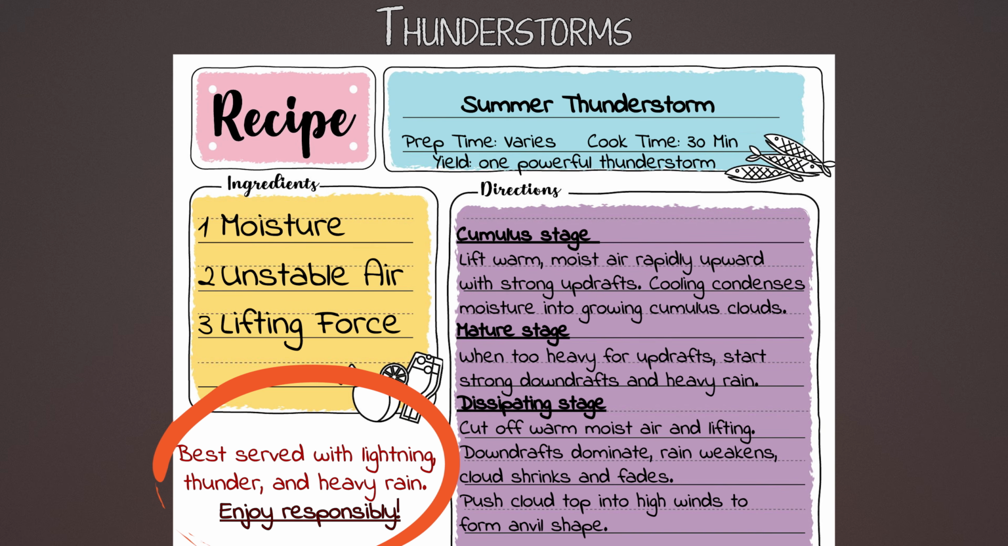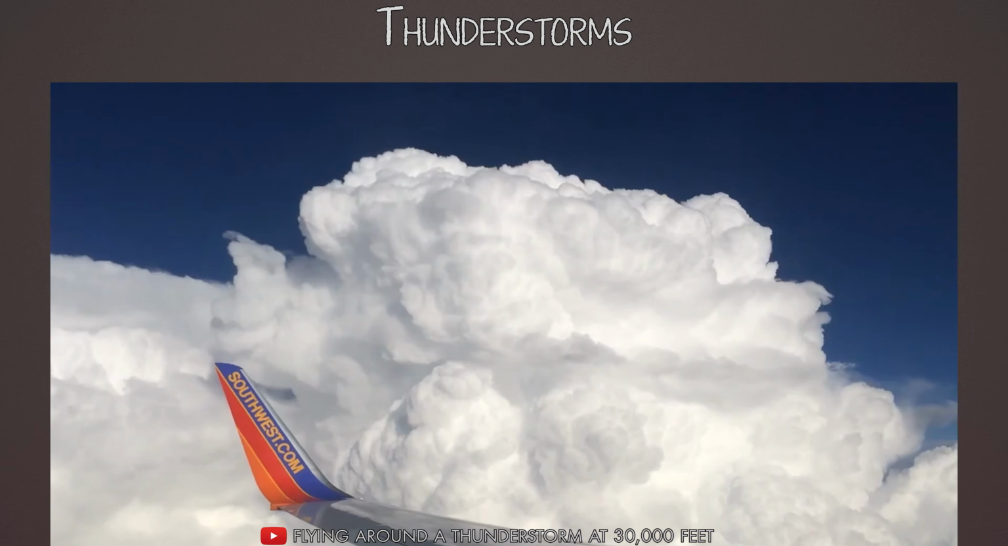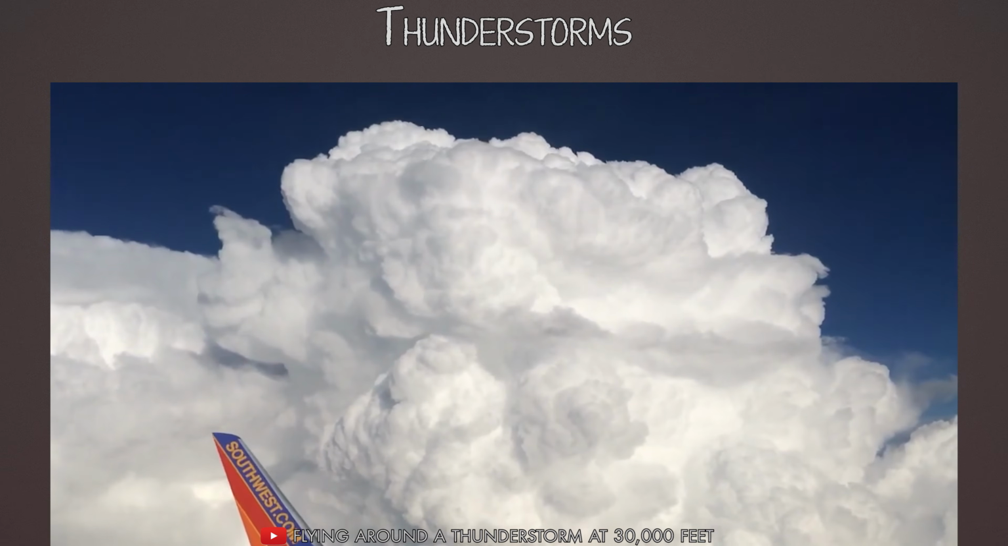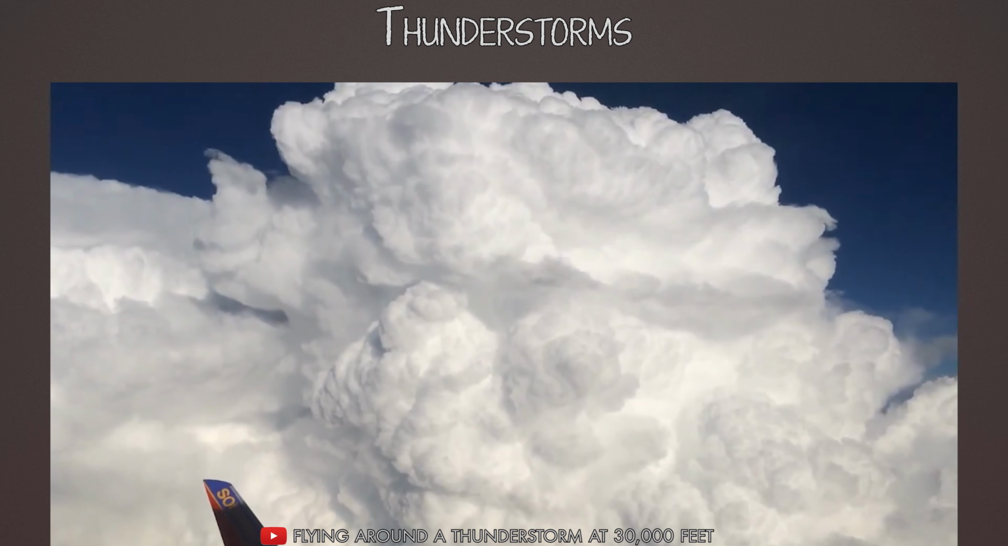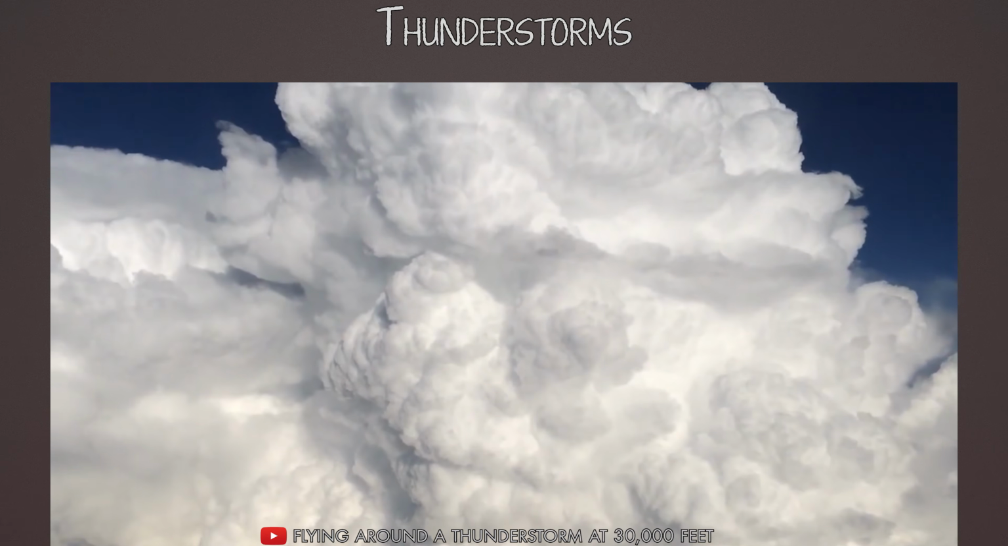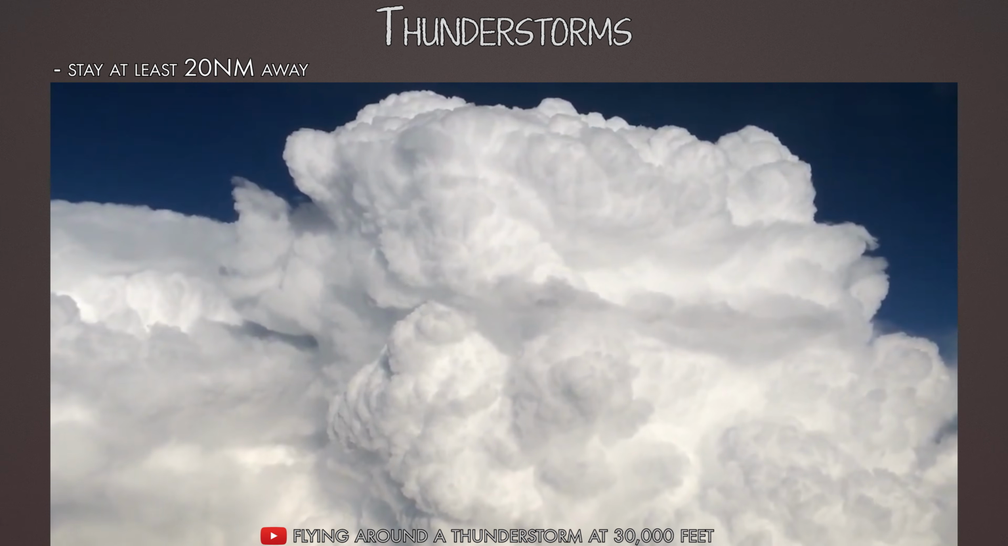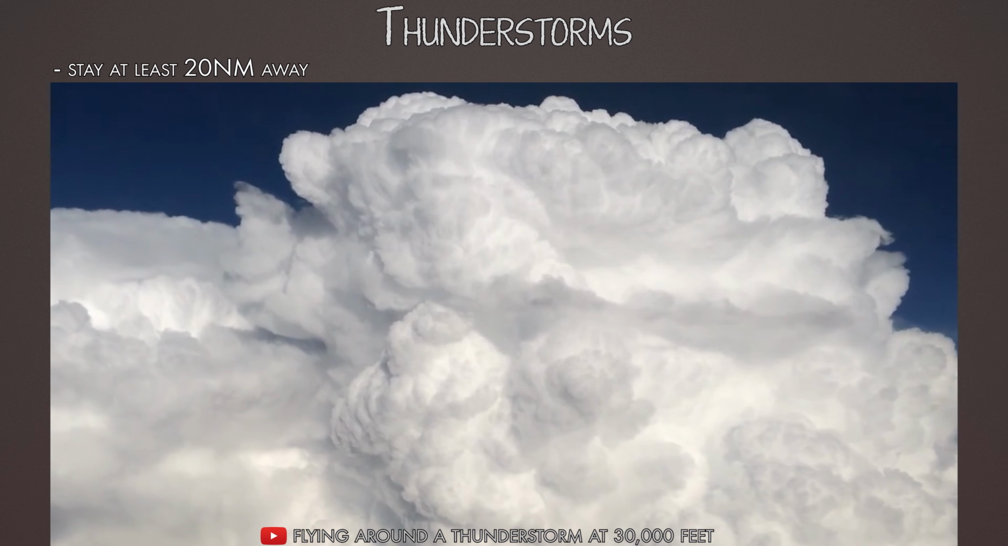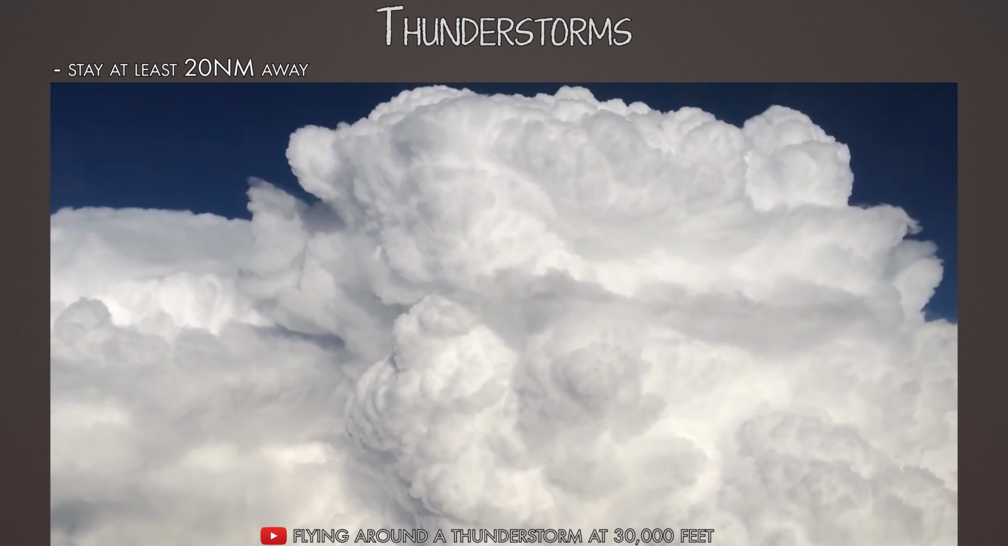This might be obvious, but don't try to fly through, over, or under thunderstorms. They can go as high as 60,000 feet and will build way faster than the airplane is capable of climbing. And the general rule of thumb is to stay away at least 20 nautical miles, because that's how far we've seen hail get tossed outside of clouds.